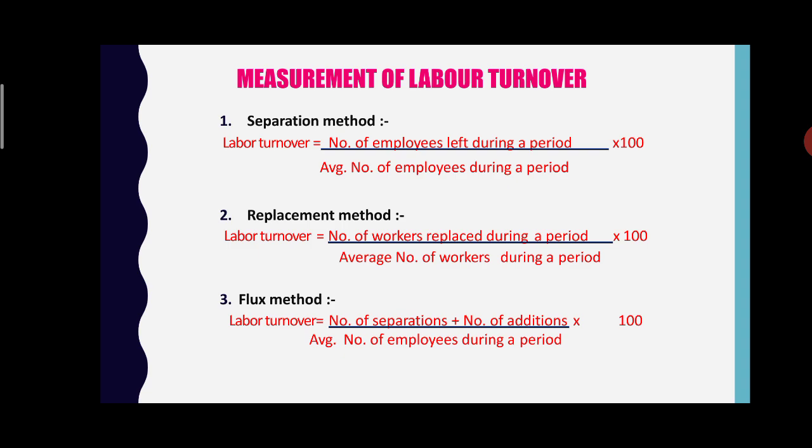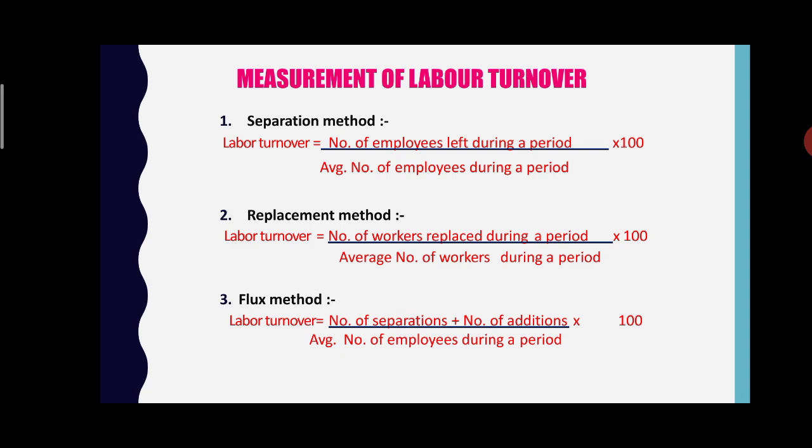And the last method is the flux method. So what is the flux method? This method takes into consideration both the number of replacements and the number of separations. It is a combination of both the replacement and separation methods. Here is the formula to calculate labor turnover under the flux method: number of separations plus number of additions, divided by average number of employees during a period, into 100. The number of separations we find in the first method, and the number of additions under the replacement method. If we use this formula, we are going to get labor turnover under the flux method.